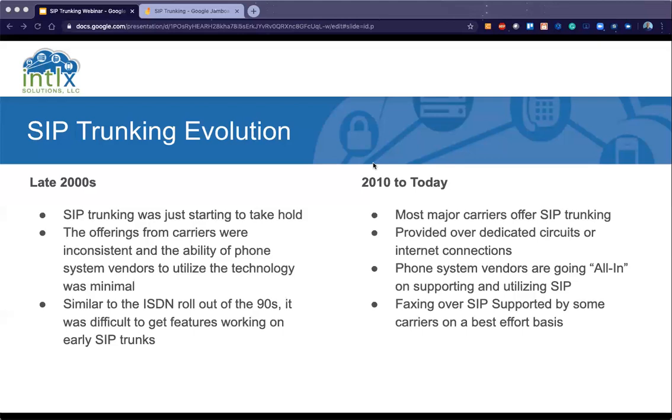It reminded me a lot of, for anybody who was around when we first started rolling out ISDN to carry voice calls from straight T1s, similar function. It was just one of those things. It was just a little early, and you knew it was going to get better, but it was definitely a little rocky at the beginning.